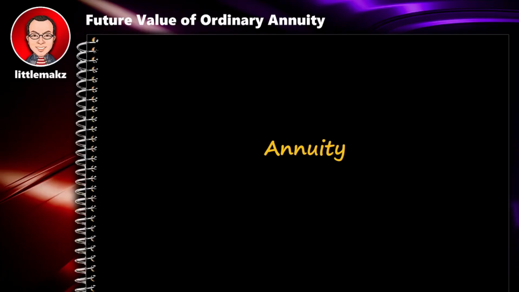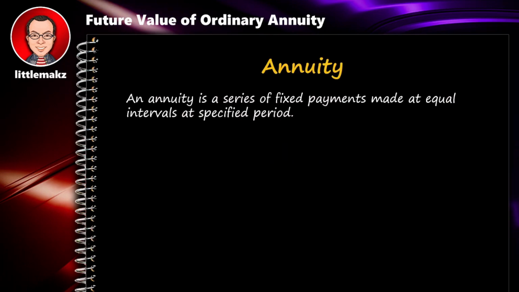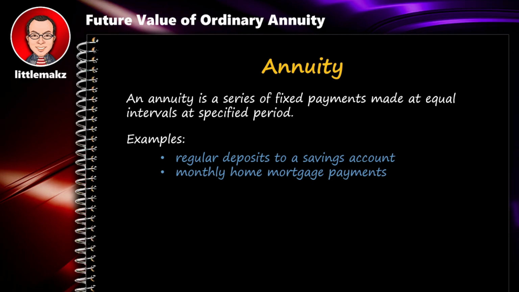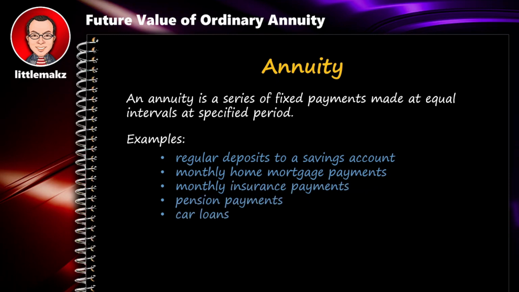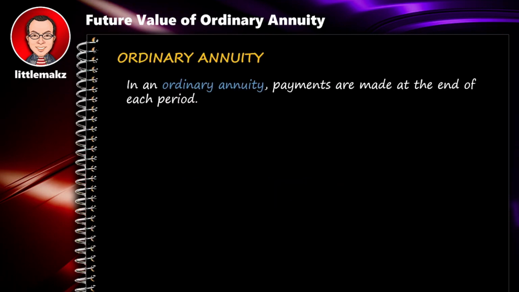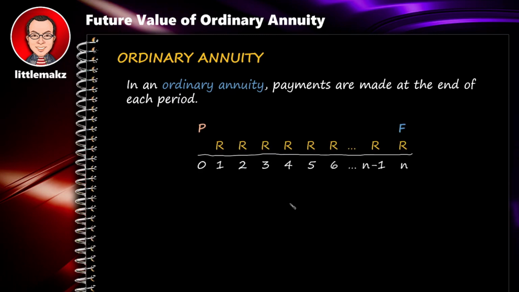Hello, for today we will be talking about the future value of ordinary annuity. Annuity is defined as a series of fixed payments made at equal intervals at a specific period. Usually, annuities are used on regular deposits on savings accounts, also on home mortgage payments, insurance payments, pension payments, car loans, and appliance loans. In an ordinary annuity, all the payments are made at the end of each period.